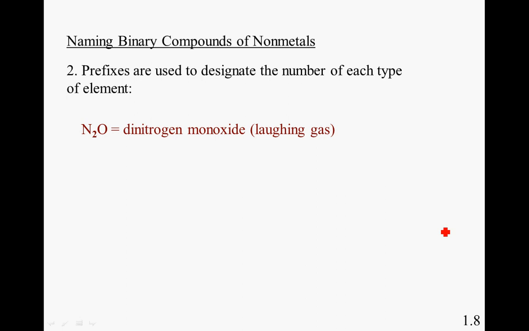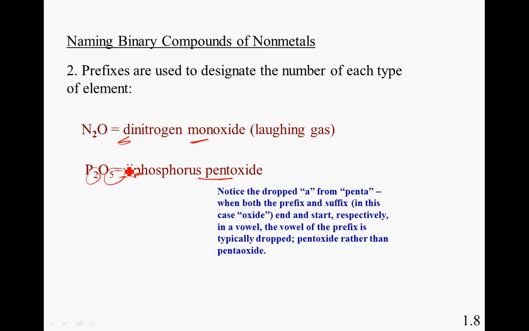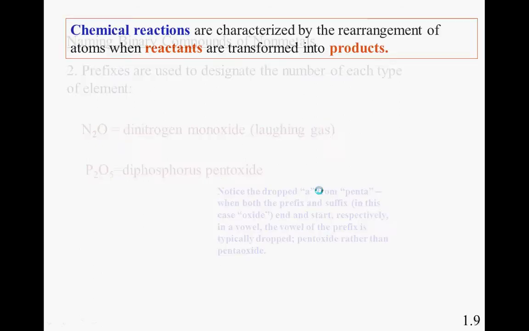Prefixes are used to designate the number and type of elements. Dinitrogen monoxide. Di is 2, mono is 1, so that's why there's 2 nitrogens and 1 oxide. Diphosphorus pentoxide. Di is 2, pent is 5. Notice that they drop the A in penta. If the element begins with a vowel, they usually drop the vowel of the last of the prefix.